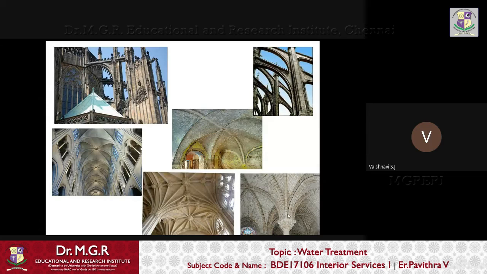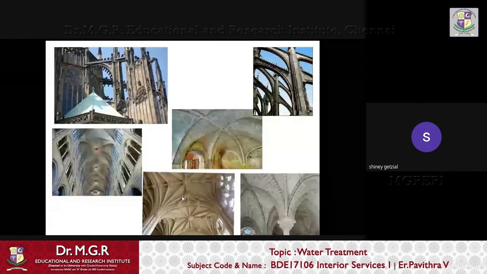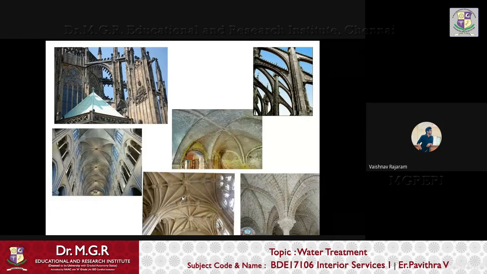Shiny, right? Shiny and Vaishnav. Yes, ma'am. Okay. So what is this type of vault called? This vault, they had a specific vault style. Rib vault. Not rib vault. Fan vault. Groin vault, ma'am. Groin vault is there, but this is not it. Groin vault is there, fan vault is there, but this is not that. This name is different.